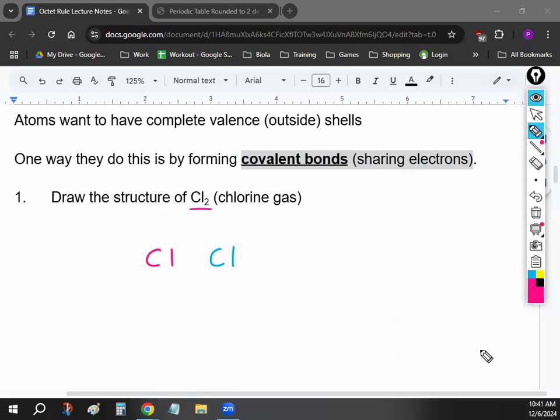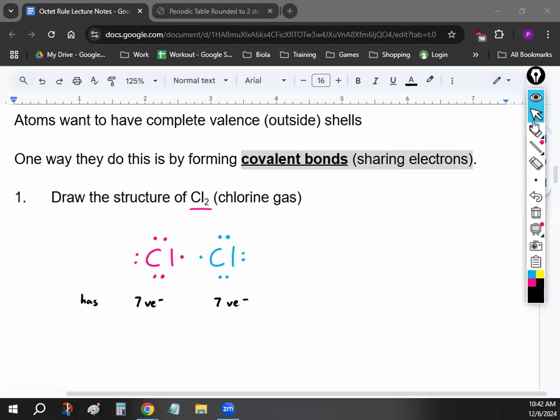And if we look back at our warm-up problem, how many valence electrons does chlorine have? Yes, 7. So this guy is going to have 7 valence electrons. So we're going to draw 7. And then this guy right here is going to also have 7. Okay, so each chlorine has 7 valence electrons. Everybody good so far? There's 2 chlorines in Cl2, and each of them has 7 valence electrons.